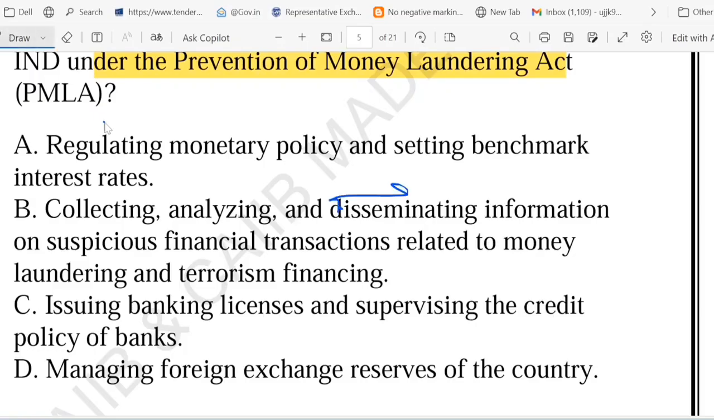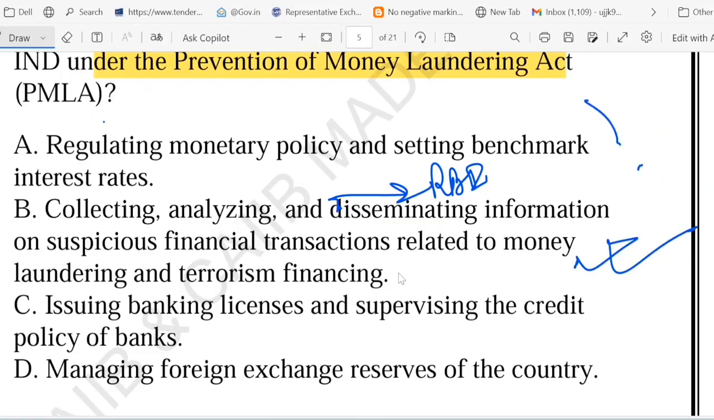See, this is actually the job of RBI, right? Monetary policy monitoring is the job of the RBI. For example, RBI decides repo rate and reverse repo rate to control inflation and liquidity. Second is collecting, analyzing, disseminating information. Yes, this is exactly what FIU-IND does.